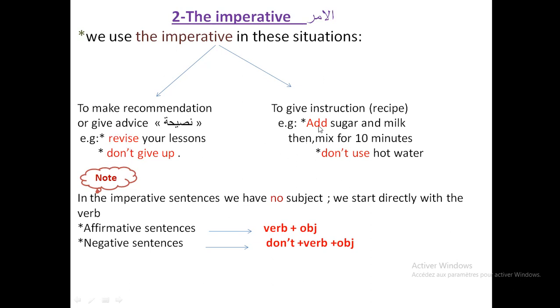كما راكم تشوفوا في les phrases ما عندناش le sujet. We don't have a subject. We start directly with the verb, نبدأ directement بle verbe. If it is affirmative, we have the verb plus the object. If it is negative, we have don't plus the verb plus the object. It can be no object: we have don't plus directly the verb. And we can say don't plus the verb plus the object, here in this sentence.